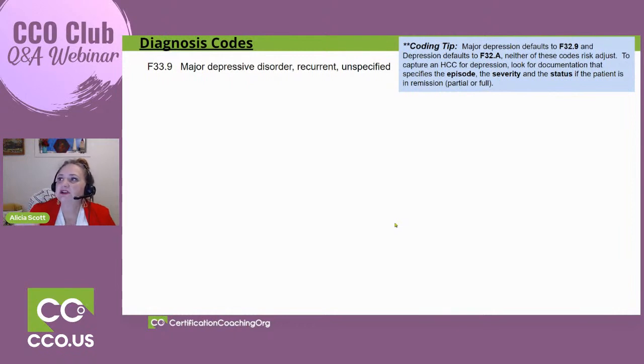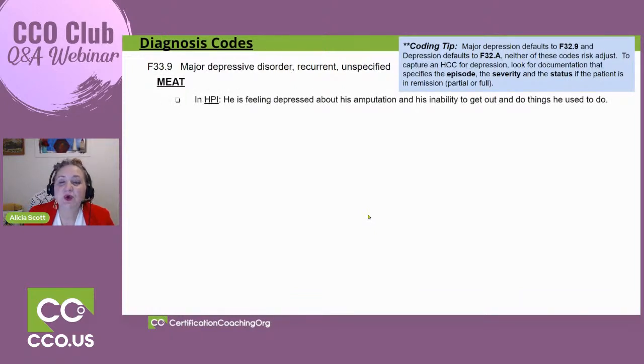I got a note here. So we have MDD F32 would be that first episode, and then there is a new code that dropped for depression, F32.A, but we need episode, severity, and status. That's the three things. It's a good thing I put that note in there, or I might not have remembered to tell you.